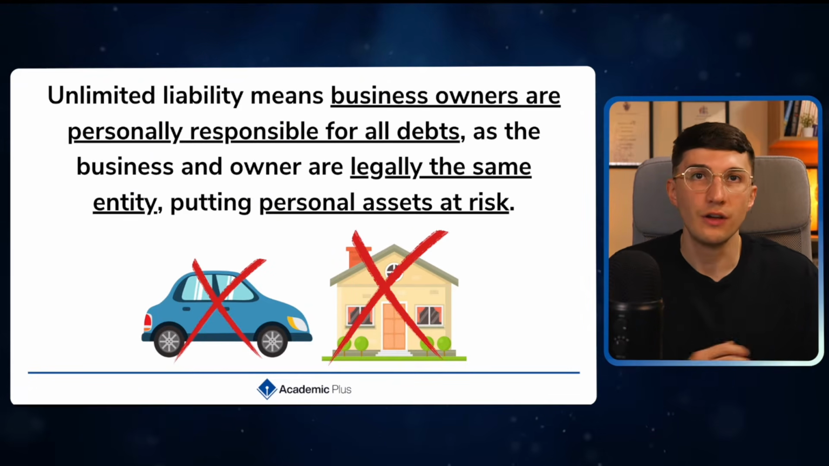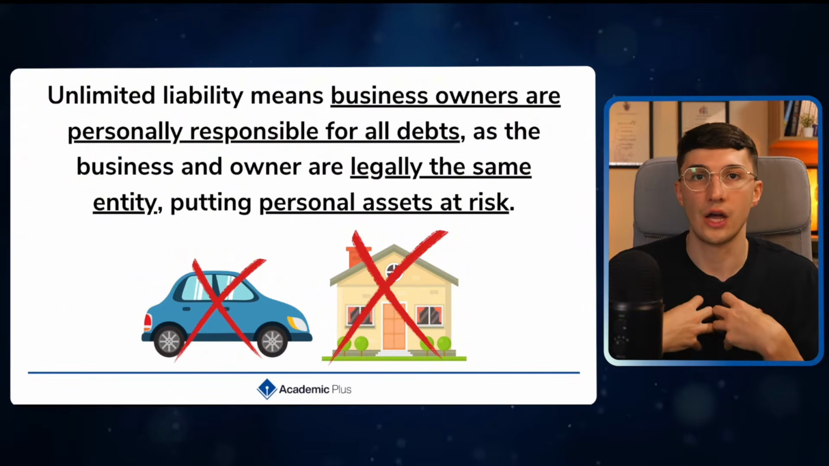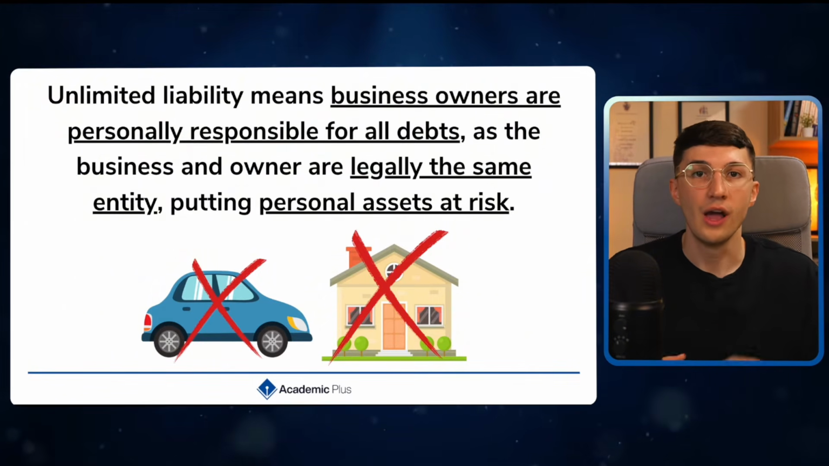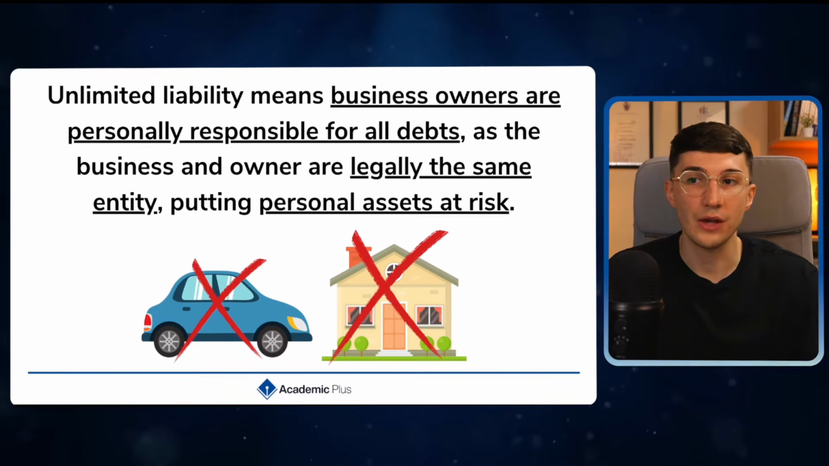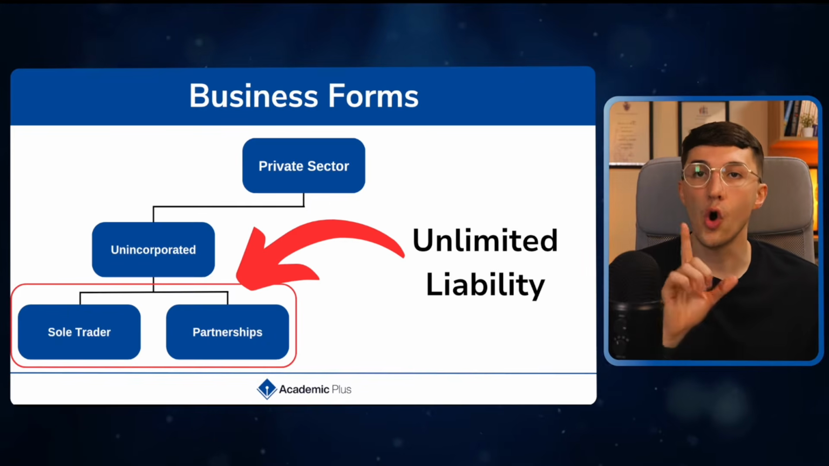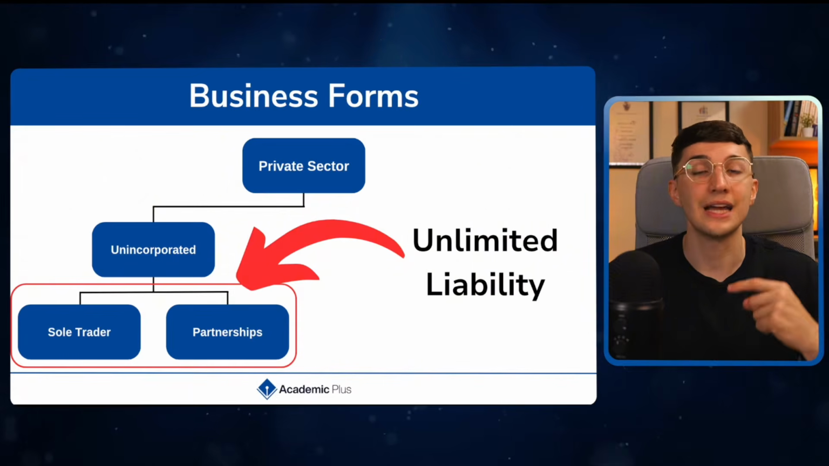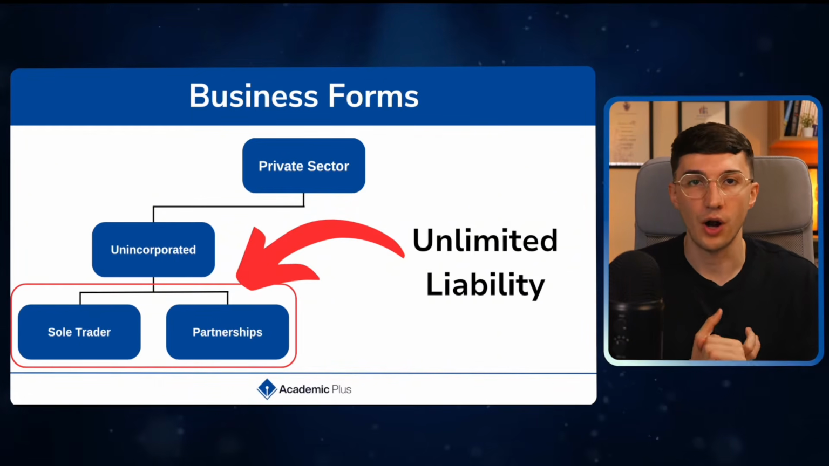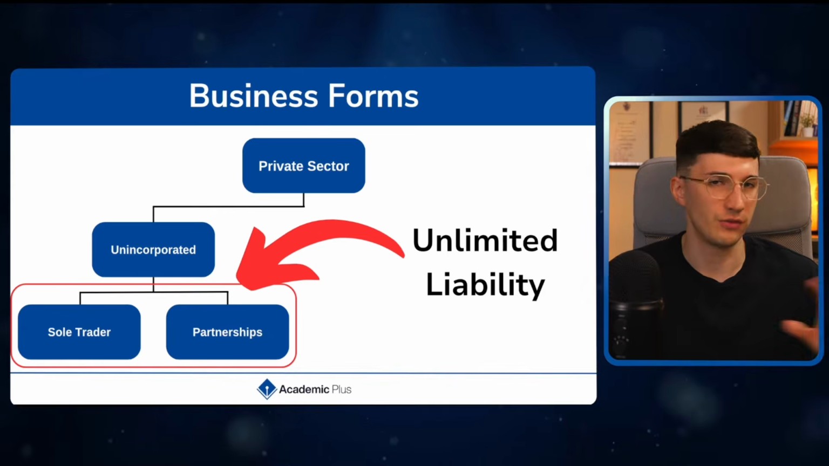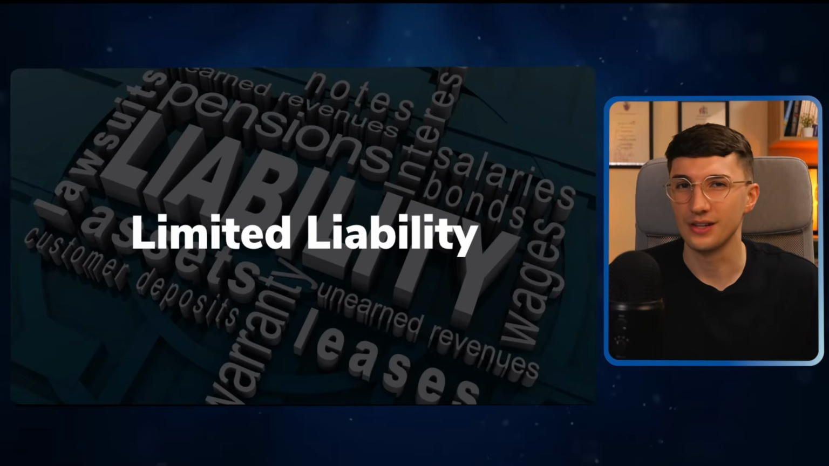Because what they could do is they could look at everything that I personally own, such as my house, my car, and they could seize those assets up to worth £100,000 to pay off any of that debt. Now, unlimited liability is present in our unincorporated business forms. They will be your sole traders and your partnerships, but we just need to know about sole traders for AQA. So, what is limited liability?